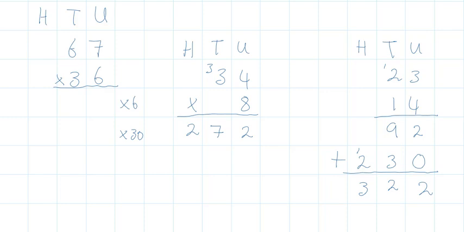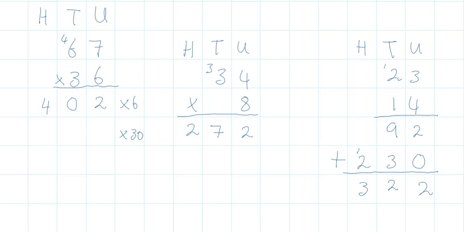So let's start. So what's 6 sevens? Well, that's 42. Let's put down your 2 and carry your 4. 6 sixes are 36. Plus 4, that gives me 40. So I put my 0 in here and put my 4 over here. Because it's too big, that's a 400, it's too big to go in the 10 spot.